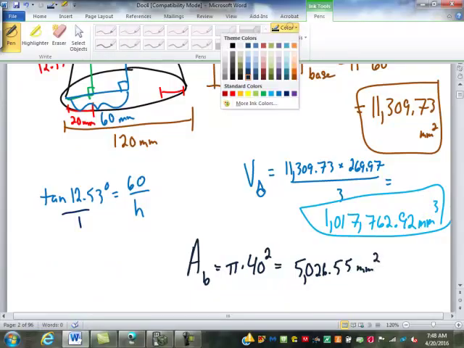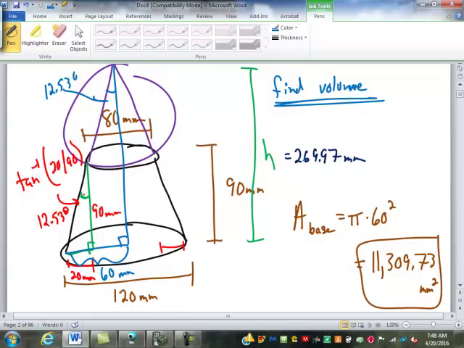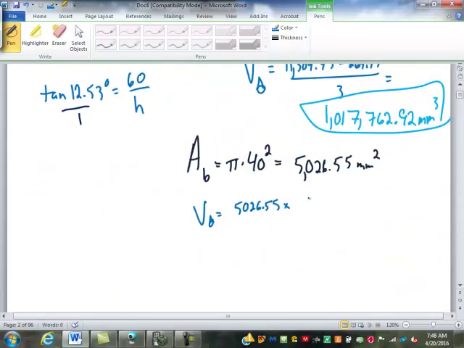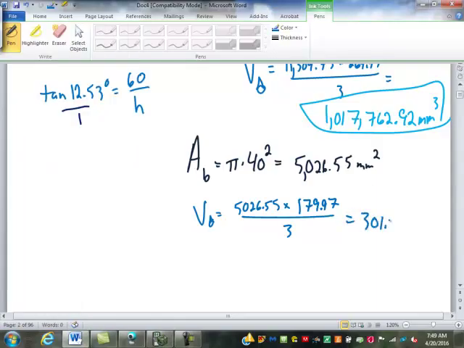Then for the volume of that small cone, it's going to be the 5,026.55 times its height. I've got to take this minus the 90. So that'd be 179.97, and over 3. So that times 179.97 divided by 3 gives us 301,542.63 millimeters cubed.